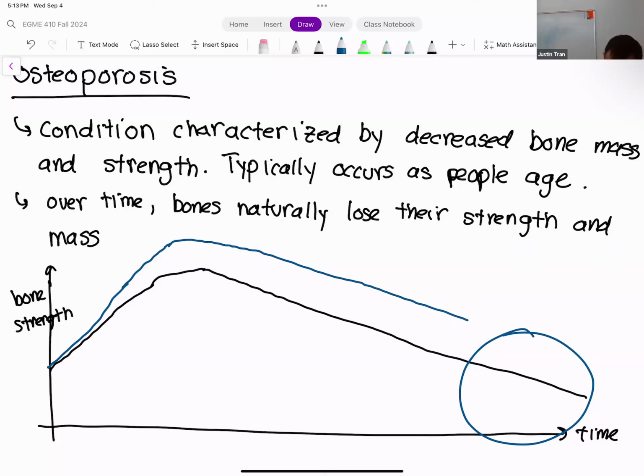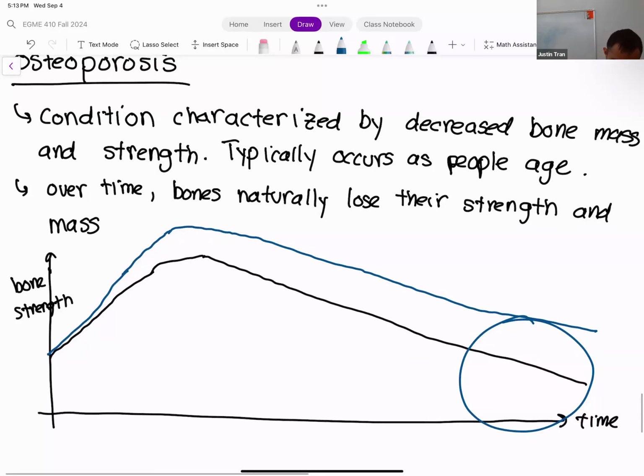And then your decline will be a lot less sharp. And so when you reach old age, you'll have more bone strength because you're able to maintain your bone health all throughout your life. All right, but the condition that we describe as osteoporosis is that decrease in bone strength in old age.